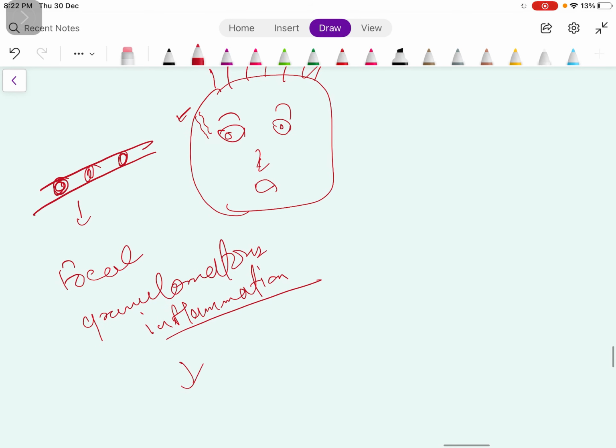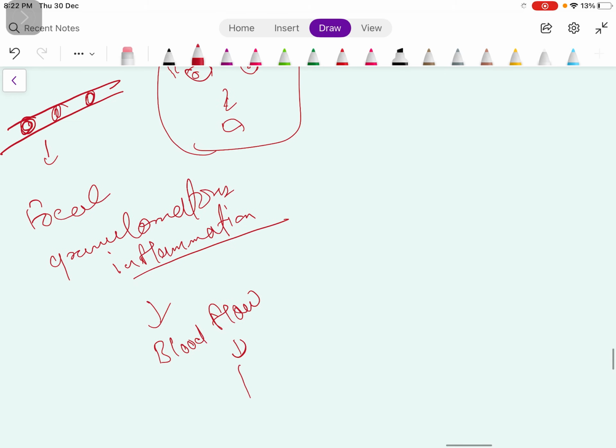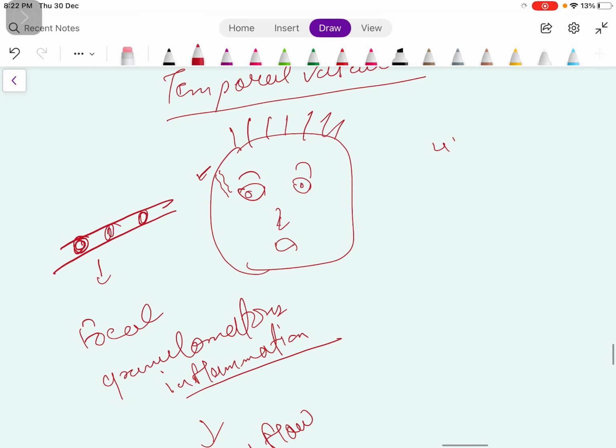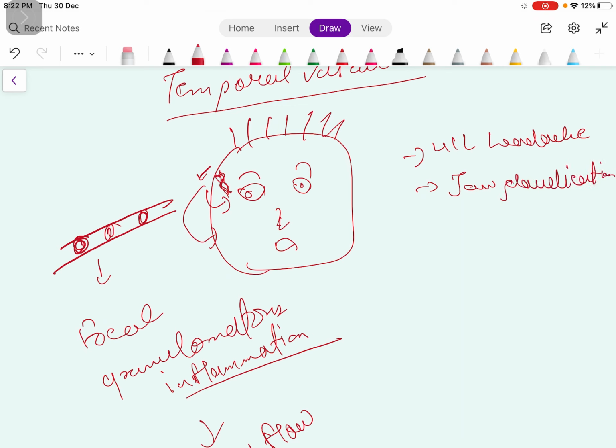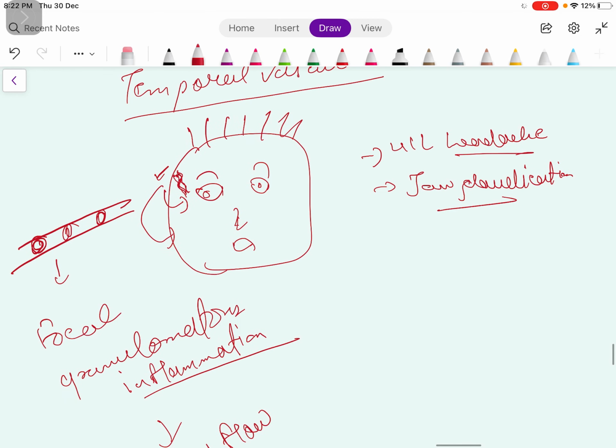This affects the blood flow, and this leads to pain. So the patient will complain of unilateral headache. There will be inflammation going on, so the trigeminal nerve will be affected, and there will also be jaw claudication because of the referred pain. It's like a referred pain.